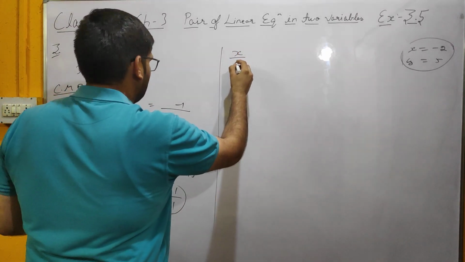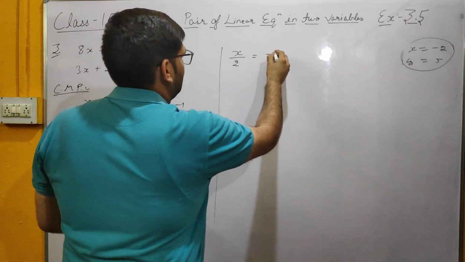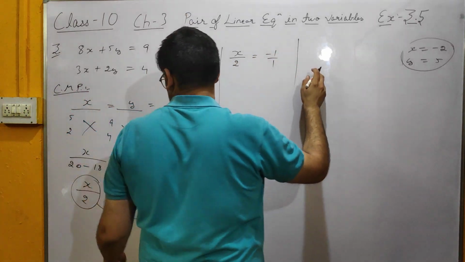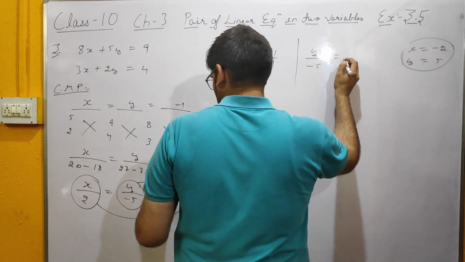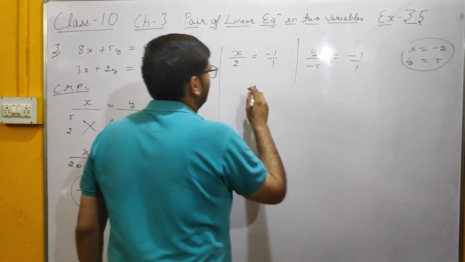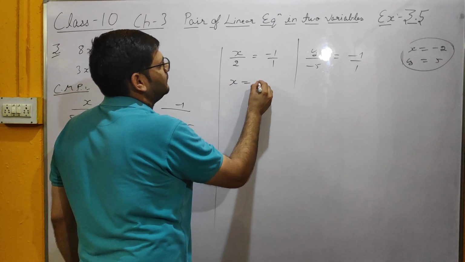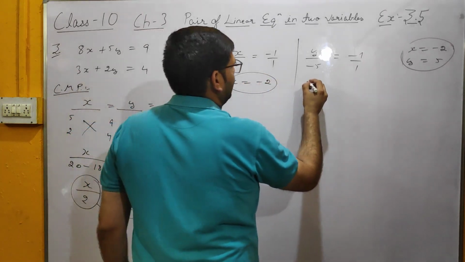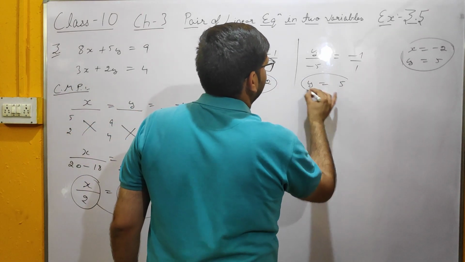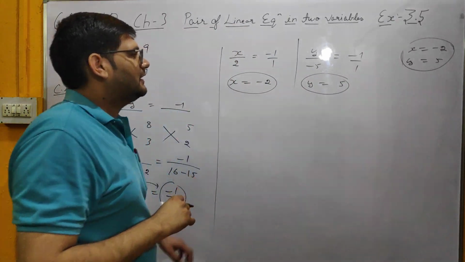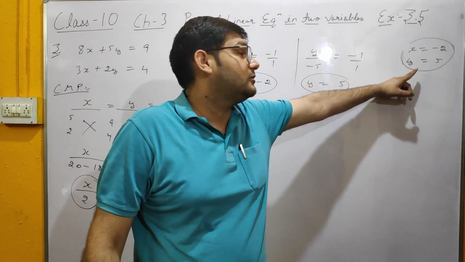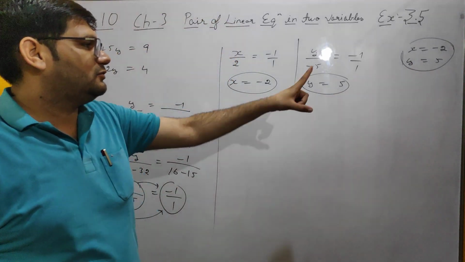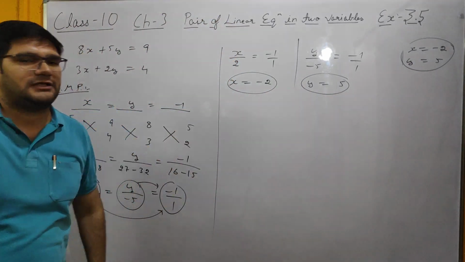So x by 2 will be equal to minus 1 by 1, and y by minus 5 will be equal to minus 1 by 1. Cross multiply, x equals minus 2 and y equals 5. So these are the values. As you can see, x was minus 2 and y was also 5 by the substitution method also, and this is the cross multiplication method.